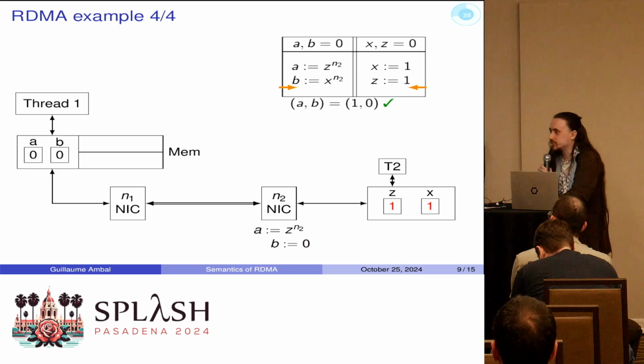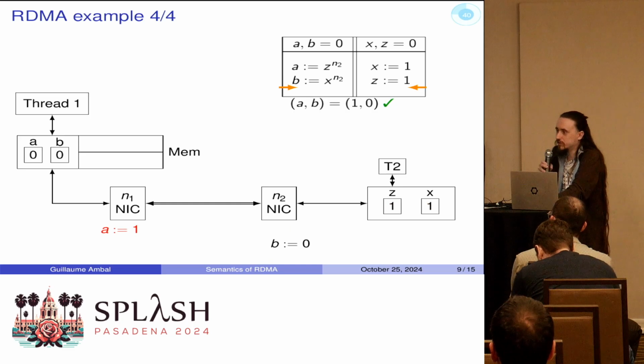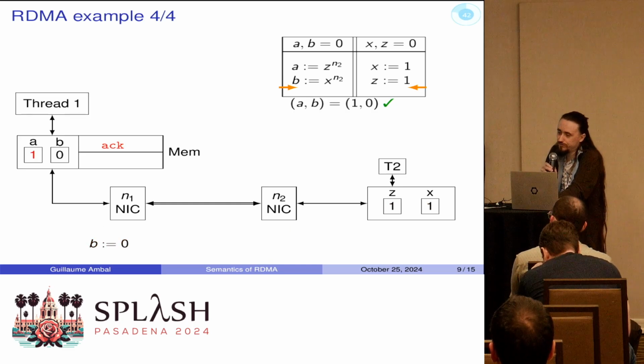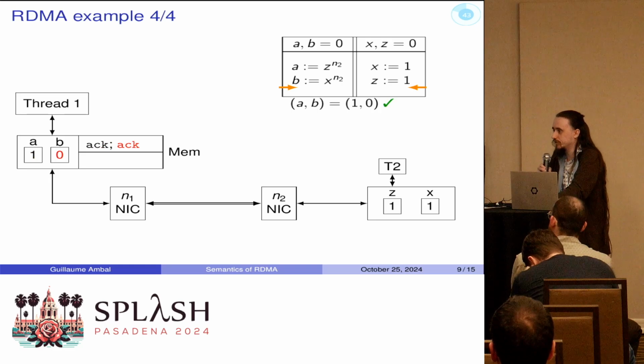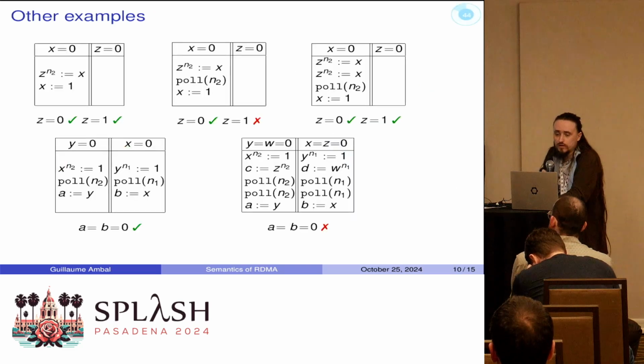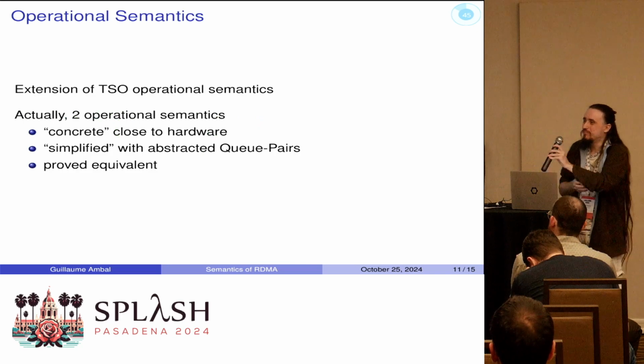And so then the second CPU can modify the values. And then the first value is read. And everything is sent back to the first computer. And the value of A is modified with 1. And the value of B is modified with 0. And so you get this weird behavior. There's a lot more weak behaviors we can get into, but I probably don't have the time, so maybe later.